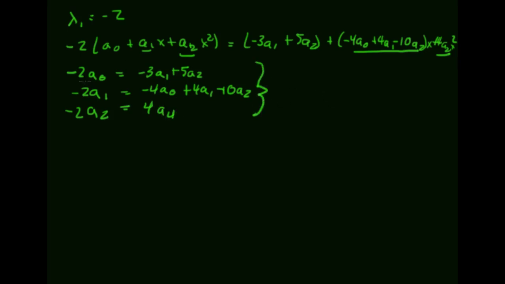So, all right, let's put these into standard form. That's negative 2a0 plus 3a1 minus 5a2 is 0. Then 4a0 plus 2a1... Nope, that's not right. That's going to be negative 6.